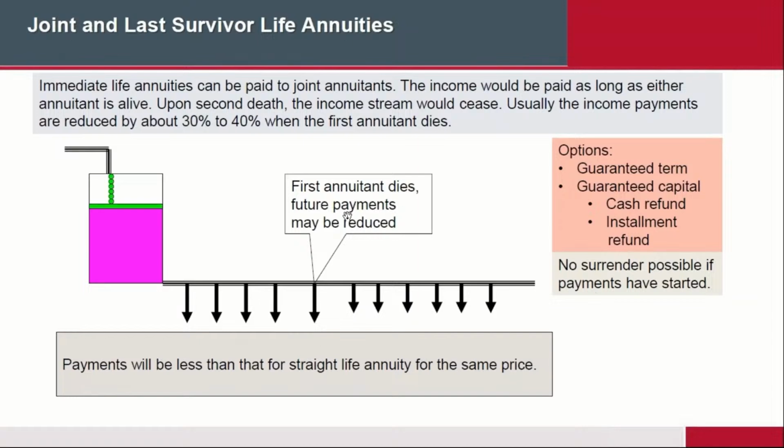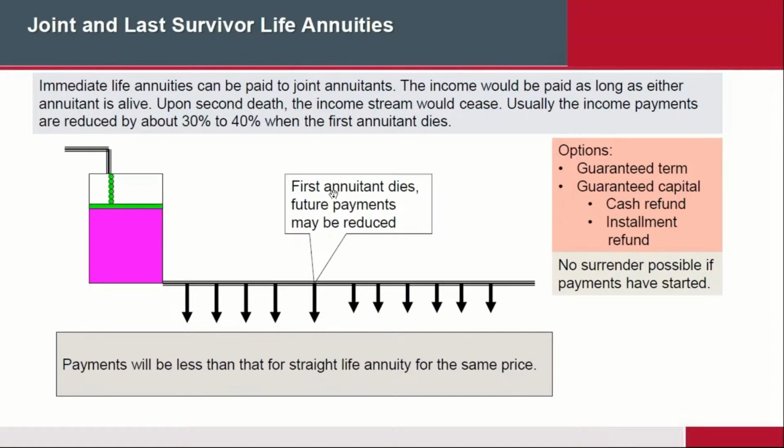So what happens here is that when the first annuitant dies, the future payments to the second annuitant will be reduced anywhere between 30 to 40%. So if I was getting $50,000 a year while my wife and I were both alive, let's say, when I die, my wife will then, because it is joint last survivor, continue to get income as well, but her amount will be less. It could be, let's say, $40,000 for the rest of her life. Okay, so for the rest of her life, she will get that. Okay, so life annuities are exactly that, life annuities. They pay out for the rest of their lives.